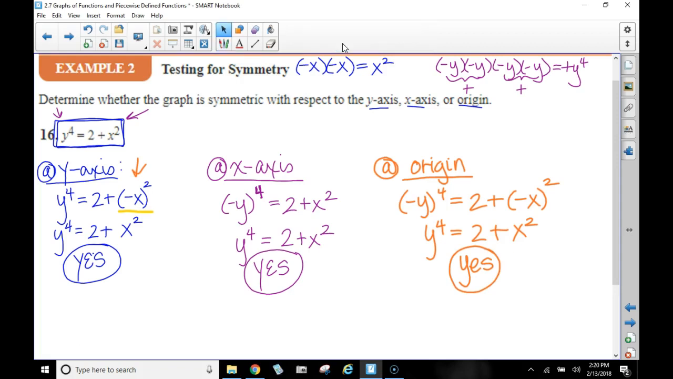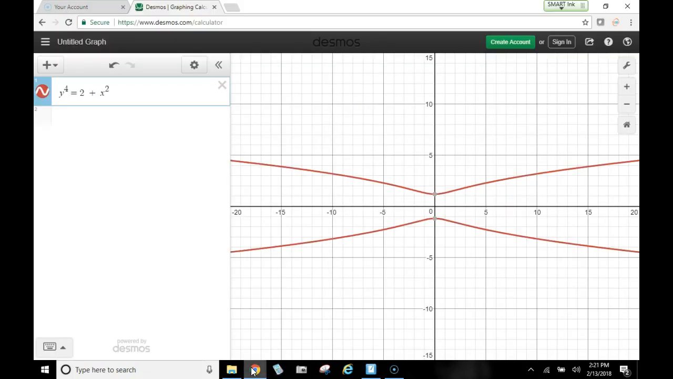Now, I was kind of curious what y to the fourth equals 2 plus x squared looks like. And so I pulled up Desmos, and I put that into Desmos, and there's the graph of y to the fourth equals 2 plus x squared. You see the symmetry about the y-axis, okay? You see the symmetry about the x-axis. And you also see the symmetry about the origin, okay?